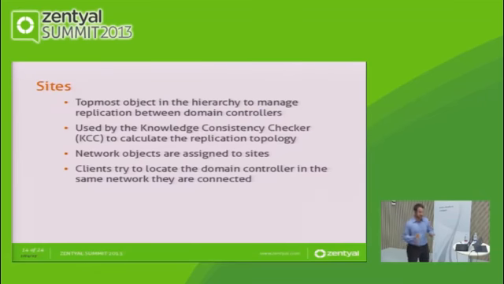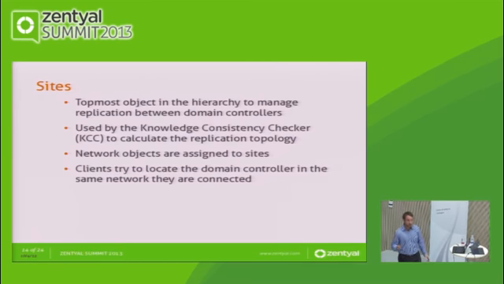So just quick notes about sites. Sites represent physical locations of your company. So, for example, you have two offices, one in Madrid and another in Barcelona. You can create 2 sites in Active Directory, establish the network of those sites, create the subnet object assigned to the site, and put the domain controllers inside the site.